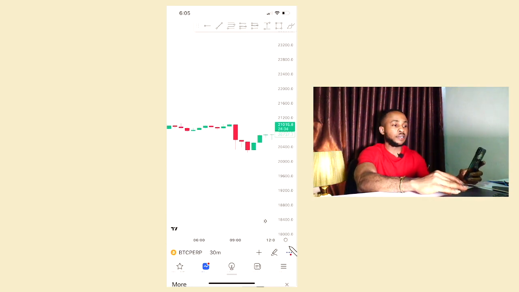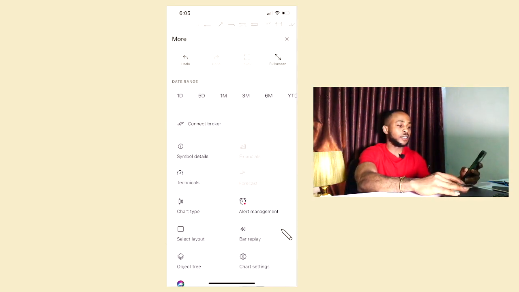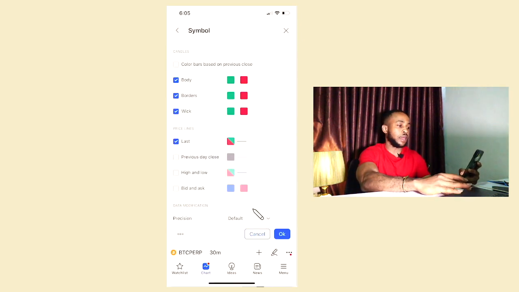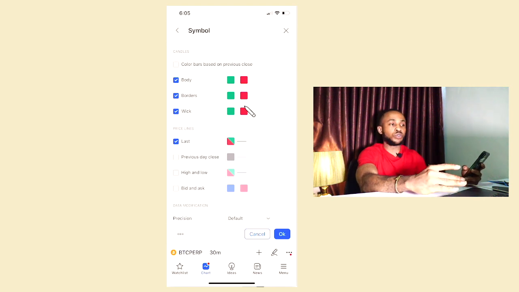From the settings, you can also change the color of the different candlesticks. I'm actually going to change mine to white and blue. All you need to do is come to settings here. As you can see, we have the two different colors. We have the body, we have the border and the wick. So you can play around with it here and choose the color that is okay with you, if you wish.